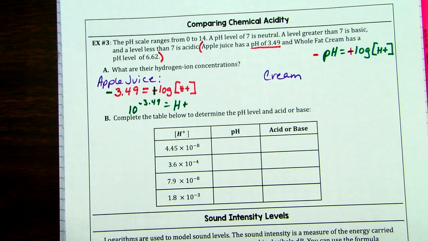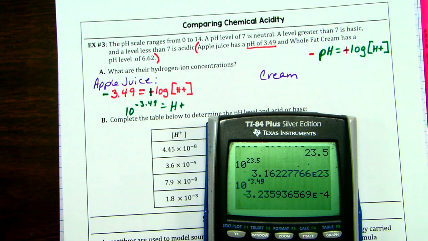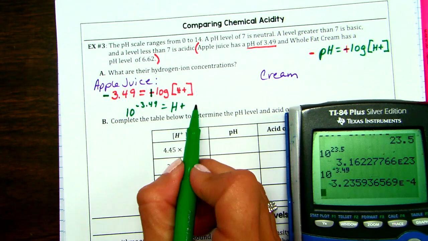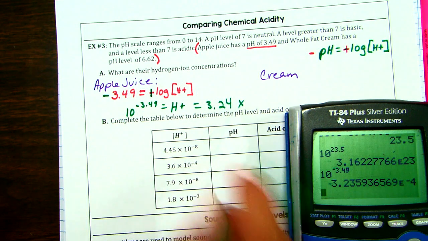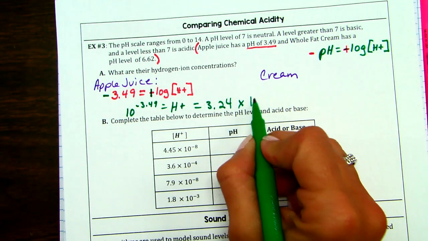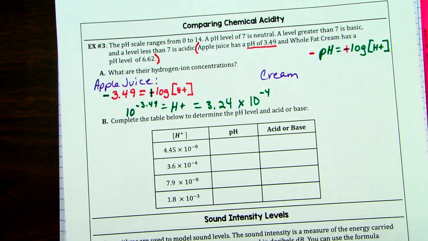And just like the last one, let's take it a step further and get a better idea of what the answer is by doing 10 to the power of negative 3.49. And there's that scientific notation. So that's also 3.24 times 10 to the negative 4. So it's a small number, right? It's 4 decimal points to the left. So that's apple juice. So it's pretty acidic. It's somewhere between 0 and 7.